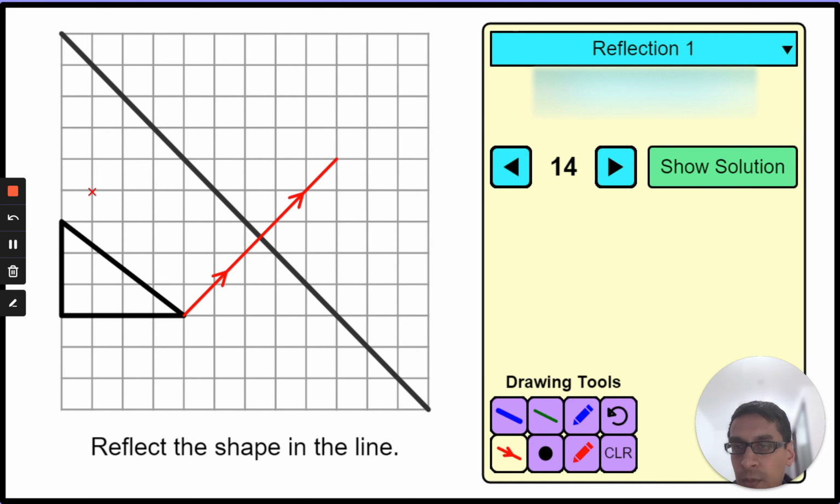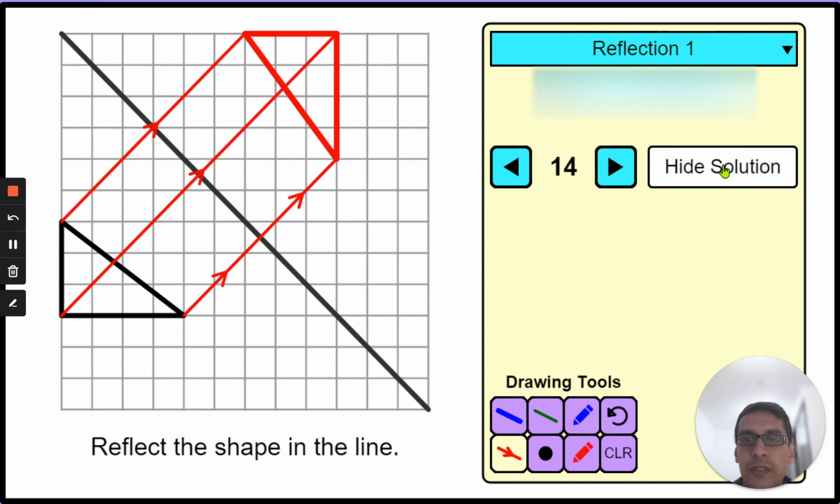So in this case it's 1, 2.5, 3 diagonals. And that's going to be another 3 up there. So as long as it's perpendicular to the mirror line, so 1, 2, 3, 4.5, half, 1, 2, 3, 4. So that's going to end up there, and you can see that's going to give you your triangle. Okay, question 15.